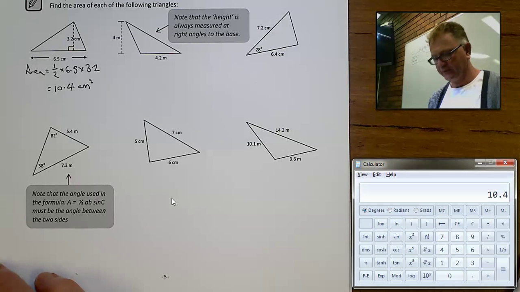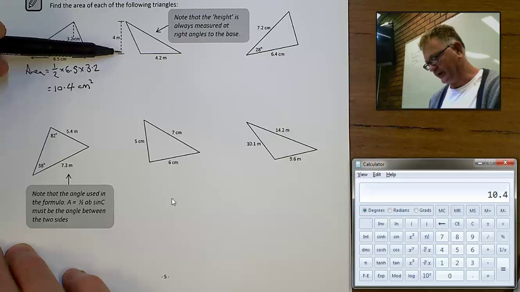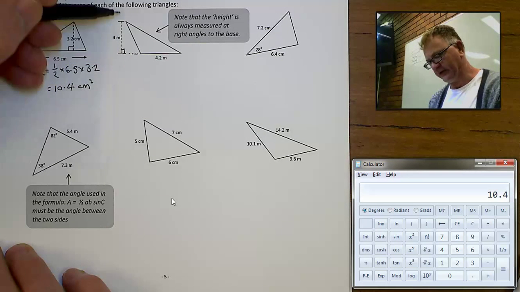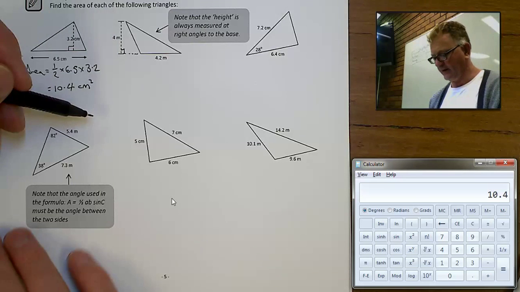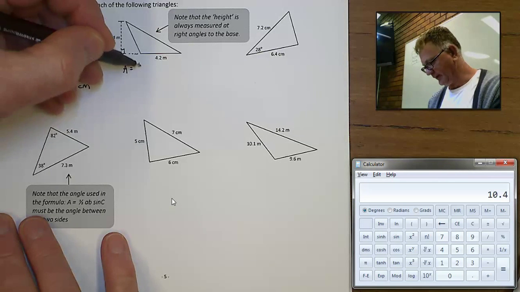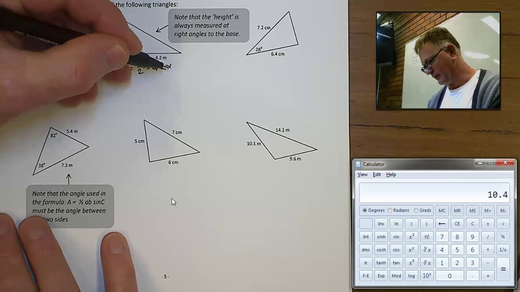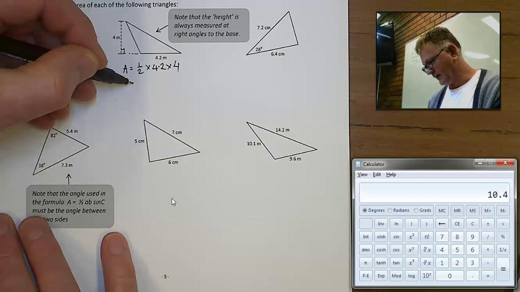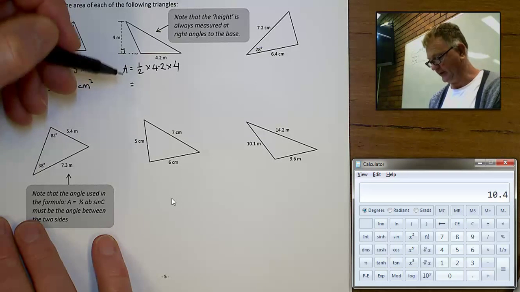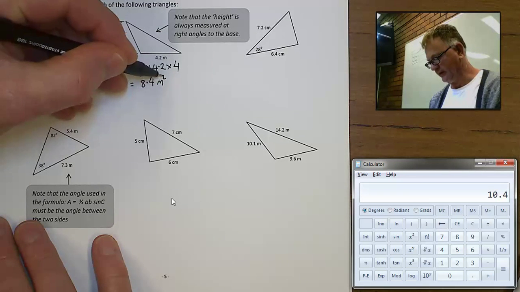Next case here, you'll notice the height is measured up here. Now it's very important that the height is measured at right angles to the base, and that's what it is in this question, so that is correct. So the area is equal to half the base, so it's half of 4.2 times 4, and you can work it out on your calculator yourself, or you could maybe just about even do it in your head. Works out to be 8.4 meters squared for this one.